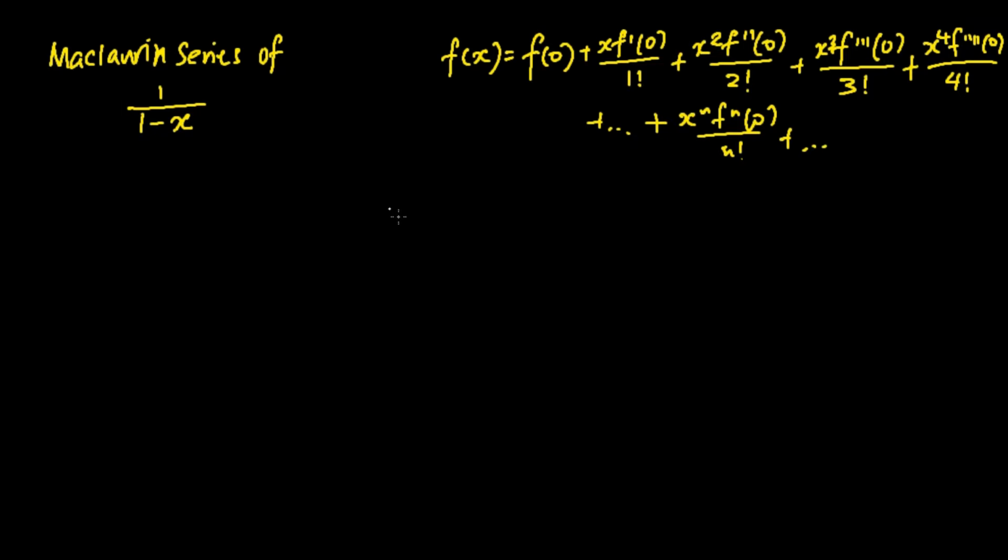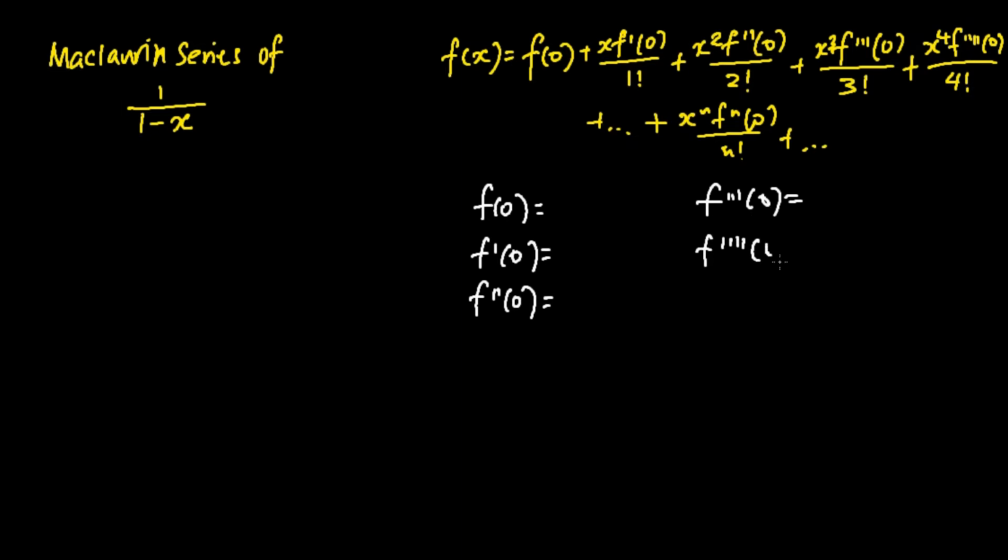The top right hand corner formula tells us that a function of x can be expressed as an infinite series in which f(0) represents the function evaluated at x equals 0. f'(0) is the function differentiated once and evaluated at x equals 0. f''(0) is the function differentiated twice and evaluated at x equals 0. f'''(0) is the function differentiated 3 times and evaluated at x equals 0. And f⁽⁴⁾(0) is the function differentiated 4 times and evaluated at x equals 0.